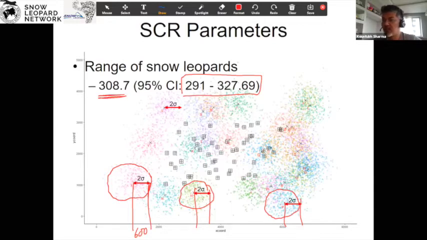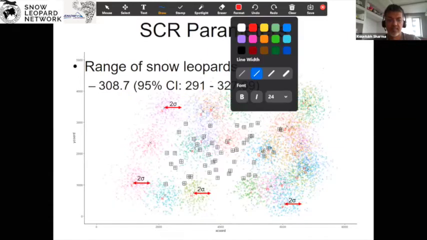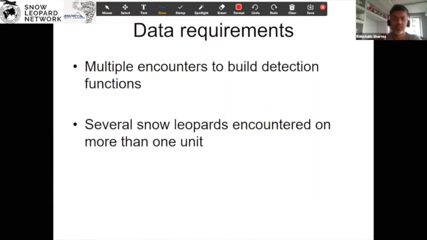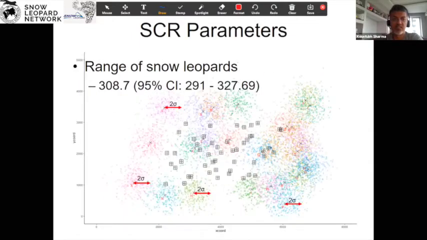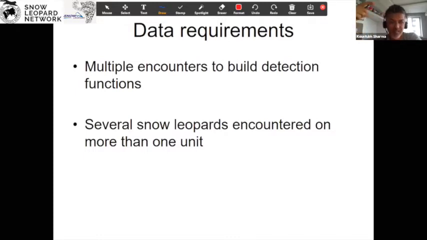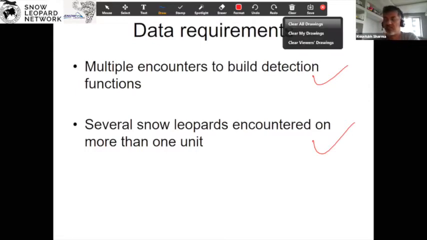Okay, so again, there is a very close match in what we knew as reality, as truth, versus what the solver has found us in our case. Now, the next point, I'd just like to re-emphasize: what are the data requirements for spatial capture recapture? Based on what we have seen here, and the kind of data that we generated, there are two key data requirements. One, you need multiple encounters to build detection functions. And number two, you need several snow leopards encountered on more than one unit to be able to create that kind of a function for different individuals. These are the two basic requirements for the spatial capture recapture analysis to be able to come up with reliable estimates of animal abundance.